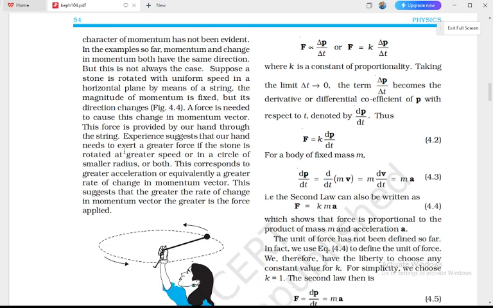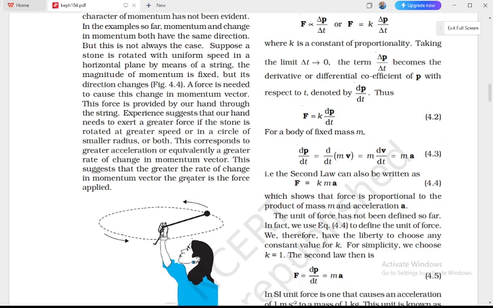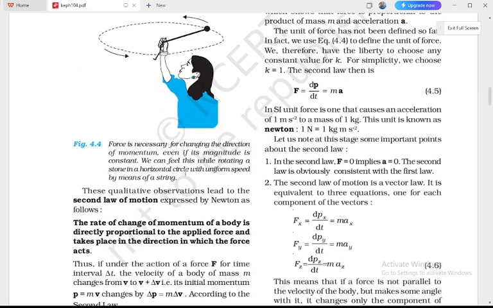Experience suggests that our hand needs to exert a greater force if the stone is rotated at a greater speed, or in a circle of a smaller radius, or both. This corresponds to greater acceleration, or equivalently a greater rate of change in the momentum vector. This suggests that the greater the rate of change in the momentum vector, the greater is the force applied. Now we learn that force is necessary for changing the direction of momentum, even if its magnitude is constant. We can feel this while rotating a stone in a horizontal circle with uniform speed by means of a string.